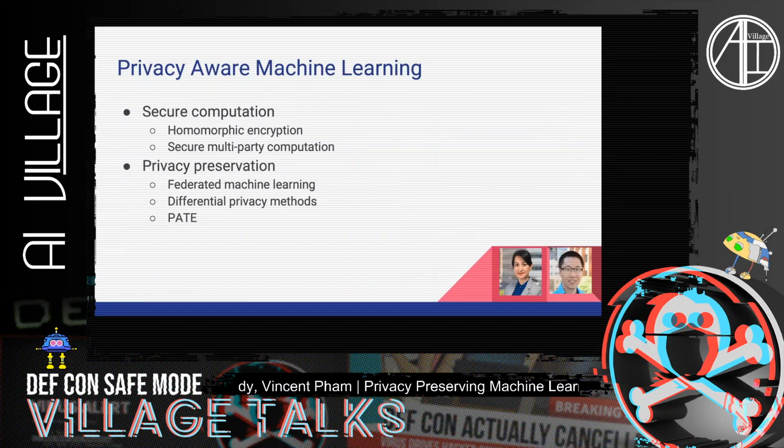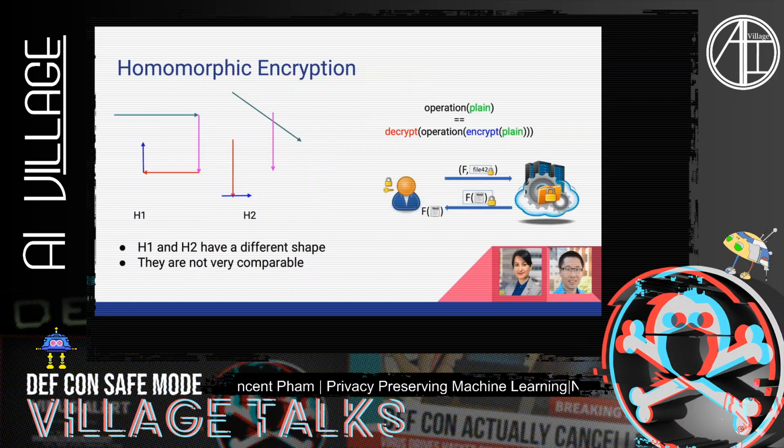The 2 main categories to preserve privacy are secure computation and privacy preservation. In the case of secure computation, we transform or distribute our computations in a way that is not readable by any unauthorized person. And in terms of privacy preservation techniques, we use noise injection, or masking and hiding techniques in order to preserve privacy. The first method of privacy preservation is homomorphic encryption.